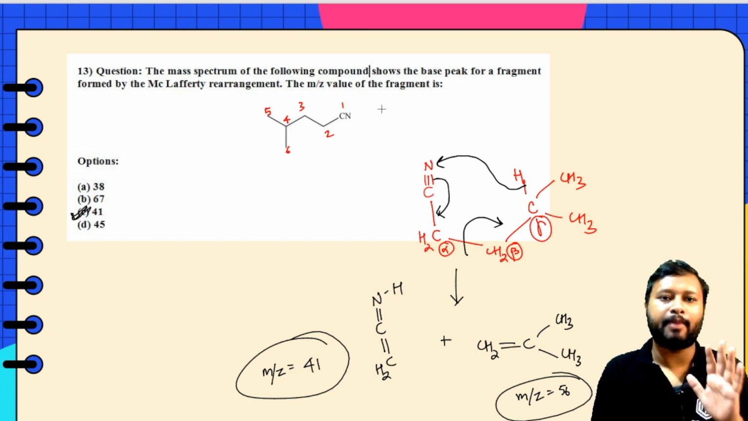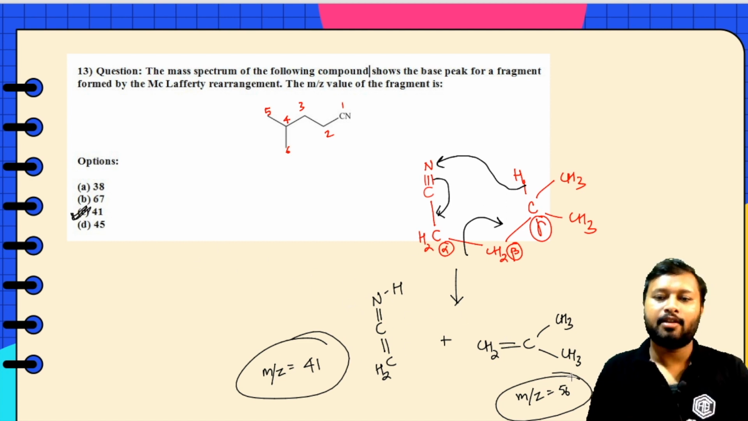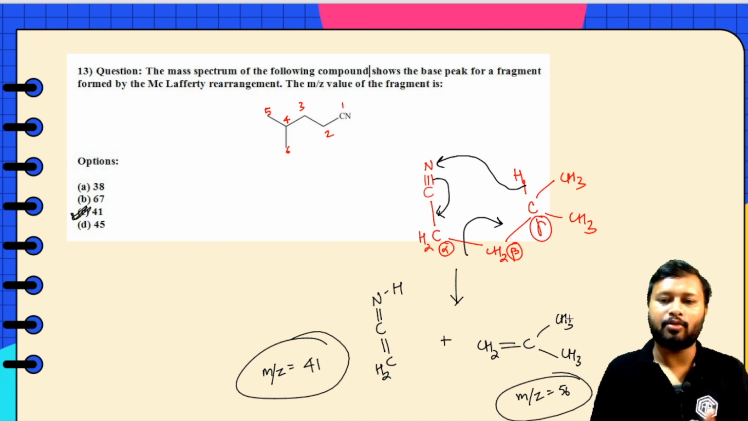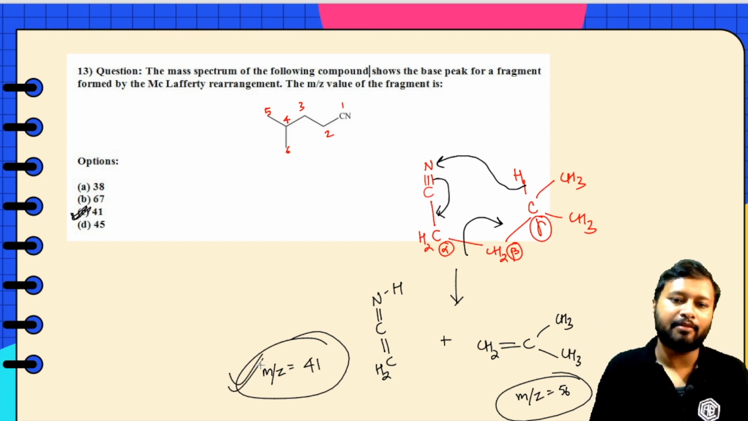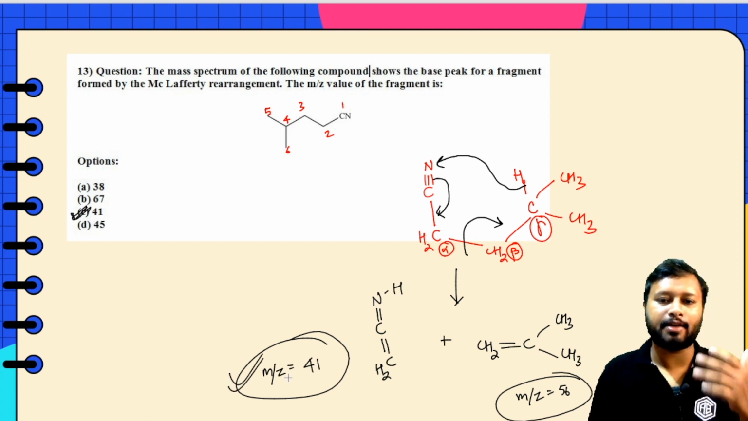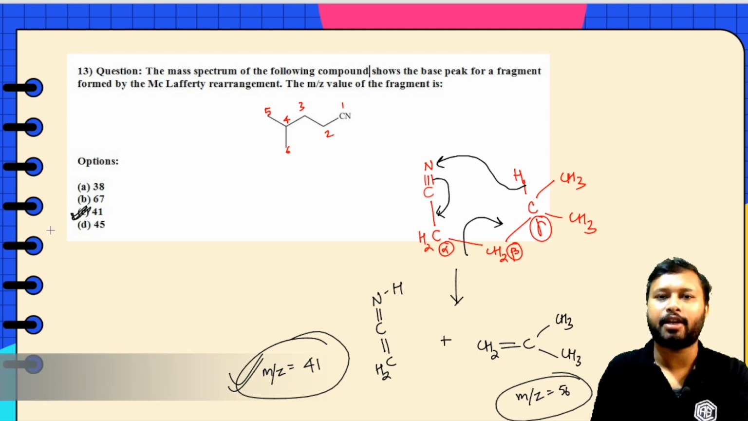So the McLafferty rearrangement base peak is going to be for this, because this is the most stable fragment which you are going to get, and that's why this gives the base peak at 41. The other fragment further undergoes fragmentation to form methane and allene, so that's why it is not going to give you the base peak. The base peak will be over here, at m by z 41, and that's the correct answer.